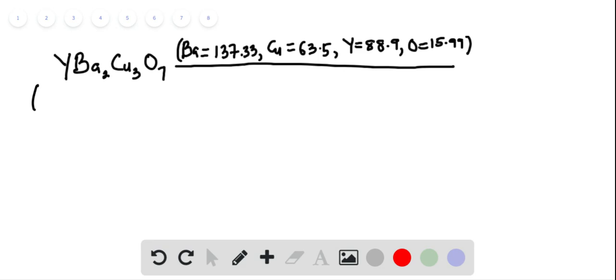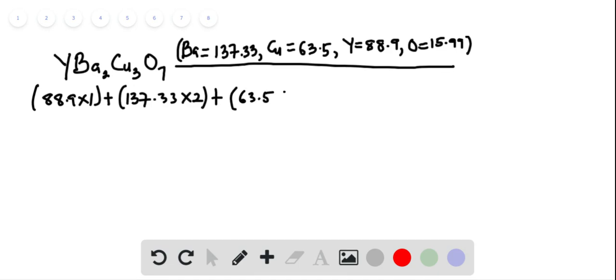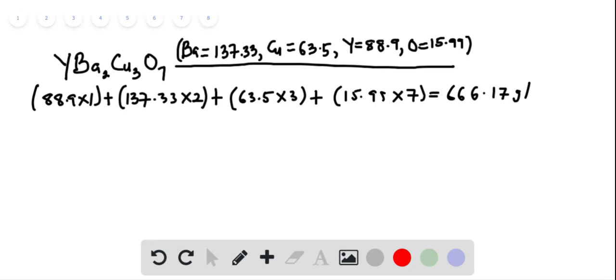Yttrium is 88.9. We have one of it. Plus barium is 137.33, and we have two of it. Plus copper is 63.5, and we have three of it. And oxygen is 15.99, and we have seven of it. So all together that gives us 666.17 grams per mole.